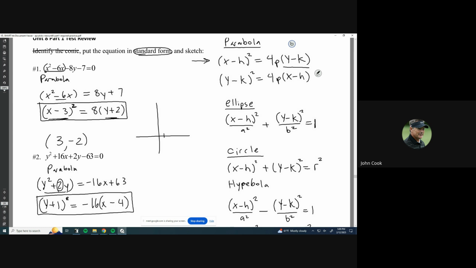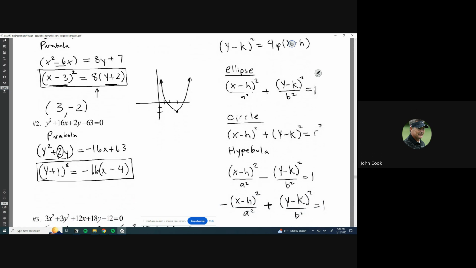So go over 3, go down 2. And then after that, you just have to notice that 8 is positive, so that means it's going to be facing upwards. Just draw an upwards graph like that. That's good enough for us. You can get more detail out of it, but really that's all you need to know.